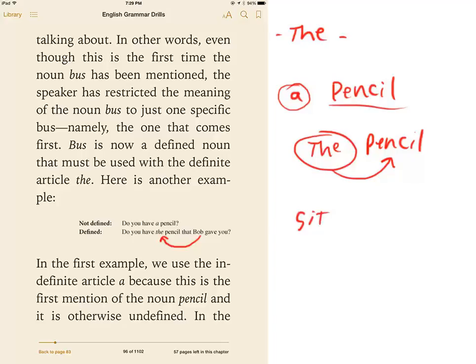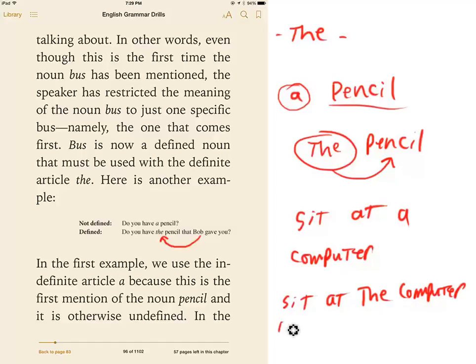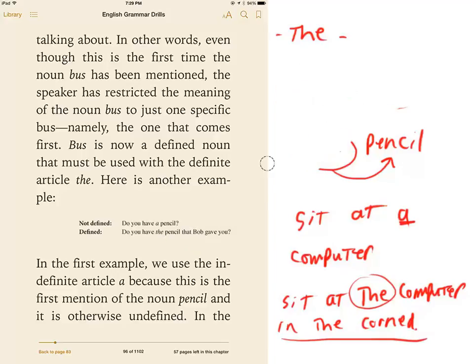Choose a computer, for example, or sit at a computer. Okay. Sit at the computer in the corner. All right. Well, I said a computer because I don't tell you which computer. Here I said sit at the computer in the corner because I tell you which computer. Which computer? The one in the corner. All right. So I can use the word the because I expect you to be able to identify the one in the corner. So those are just some examples. So that's modifying the noun so we know which one we're talking about.